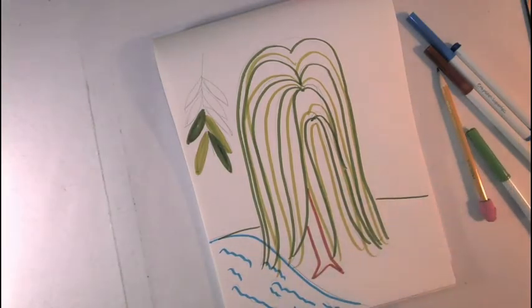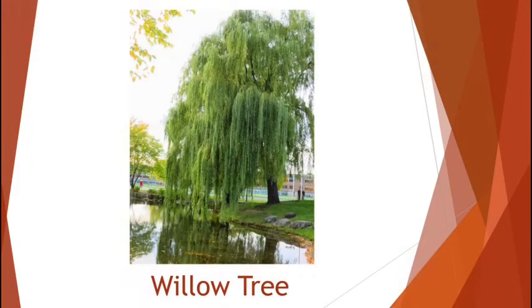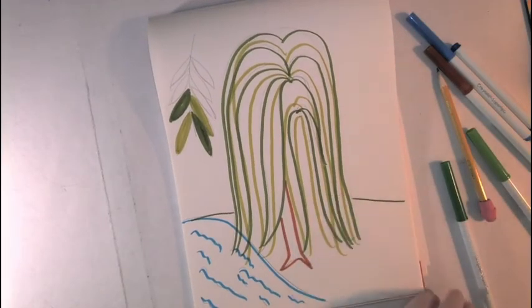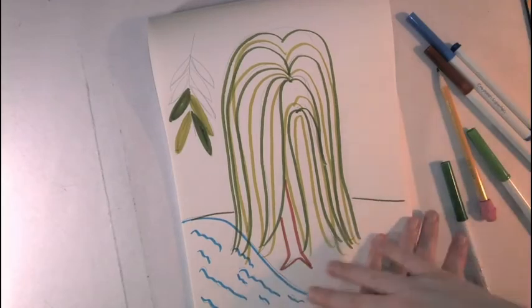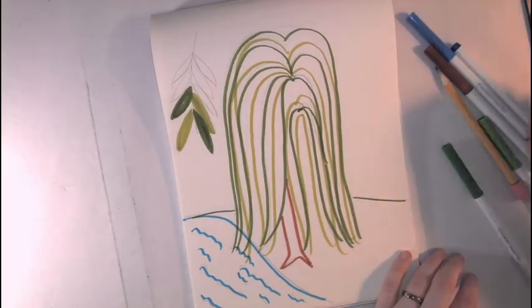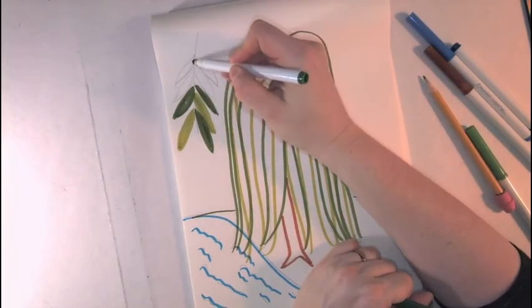Because when we look back at our tree, you're going to see that, let me pull that tree picture back up. Those tree branches kind of droop down towards the ground. So, once again, you are working on your willow tree drawing. Once you're done drawing, you can color the whole thing.